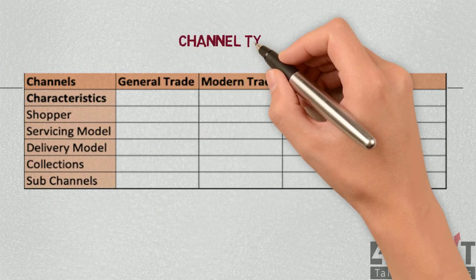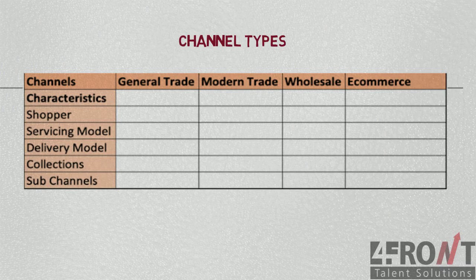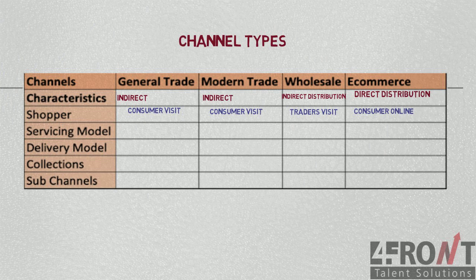Let us look at the channel types in greater detail, differentiating the key channels, which is general trade, modern trade, wholesale, and e-commerce. General trade and modern trade, the shoppers or the consumers visit the physical store. In wholesale, it is the traders who come to the store. E-commerce, on the other hand, the consumers interact online with the manufacturer. Hence, it's called direct type of distribution. The others are examples of indirect distribution.